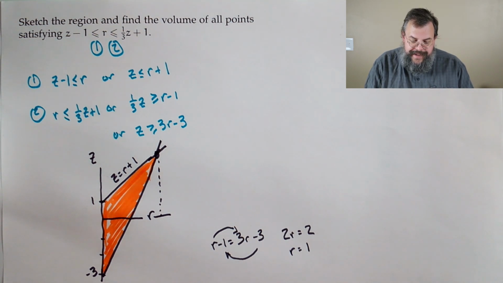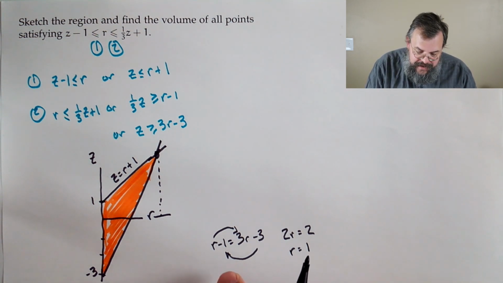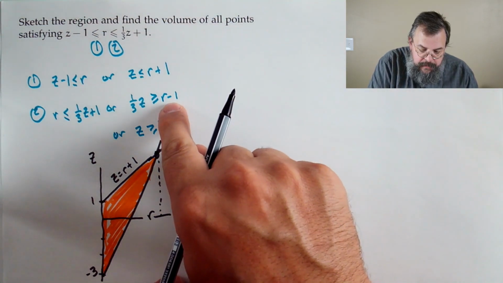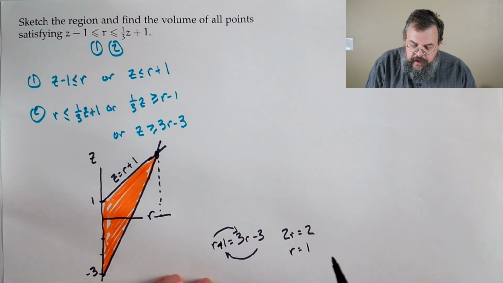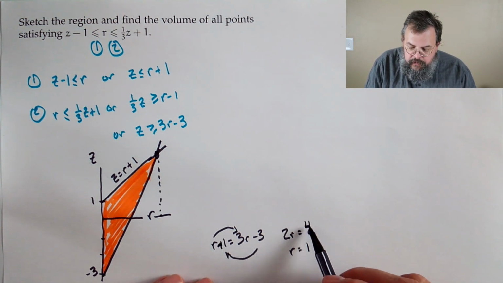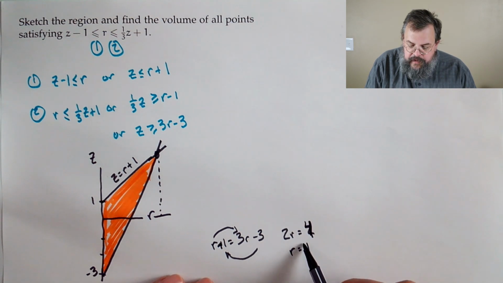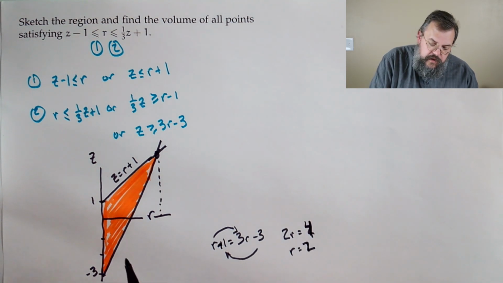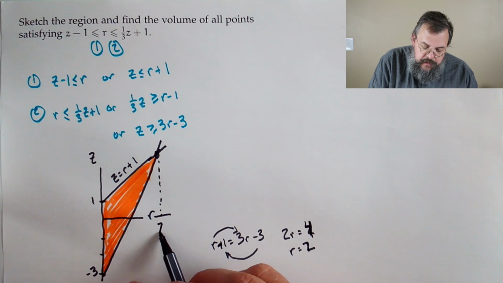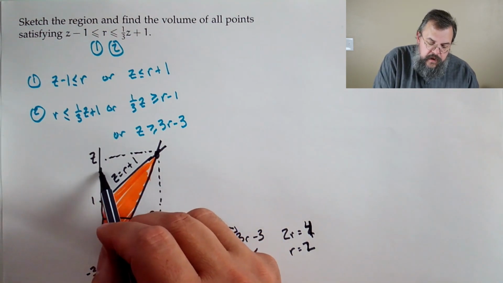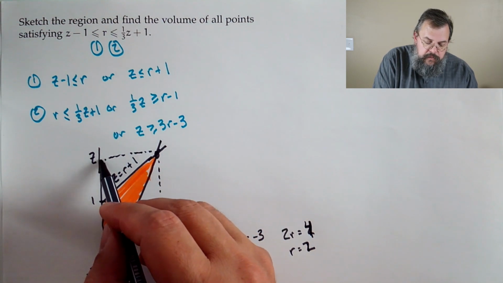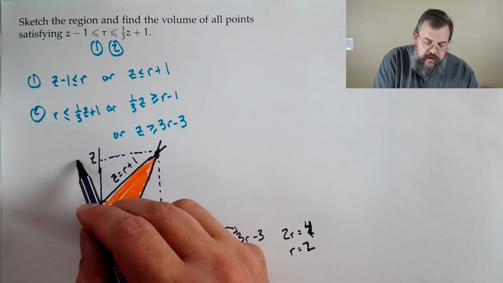Oh, whoops. I had a copy error. I was looking in the wrong place. I saw r minus 1. It should be r plus 1. Okay. Then it means that this should be 2r equals 4, which means r equals 2. Okay, still not great, but not terrible. So r equals 2. What is z? Well, 2 plus 1 means this would happen at z equals 3.